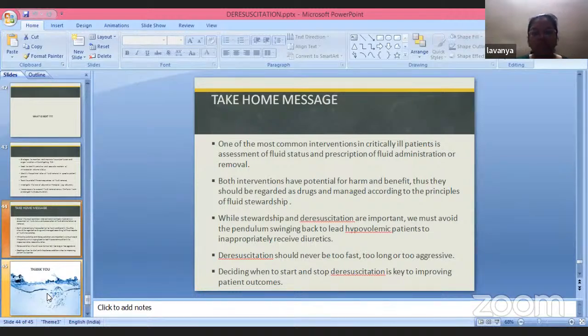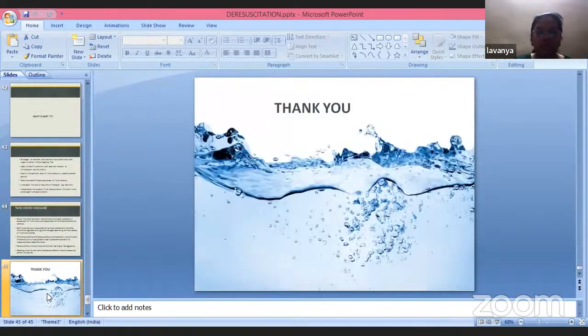So we should always know when to start and when to stop. The way we look at fluid resuscitation, when to start, when to stop, the same way, I think we should consider deresuscitation also as an important parameter. Now, fluids are good, water is good, but water is also bad. So use it with utmost care, and whenever possible, do deresuscitate. Thank you.